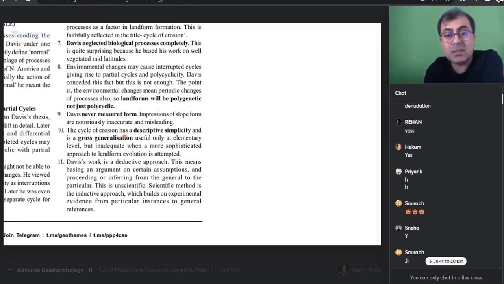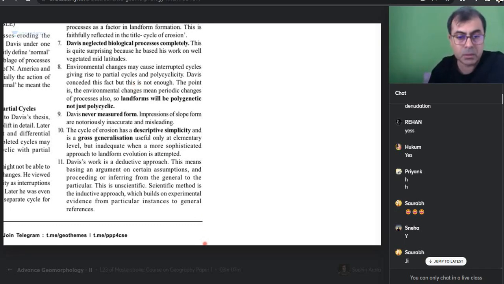The cycle of erosion has a descriptive simplicity. So that's good. It is simple, but it is just descriptive. Remember, I told you descriptive versus analytical. So he is not analytical. But inadequate, where a more sophisticated approach is needed. Davis's work is a deductive approach. This means building an argument on certain assumptions. Scientific method is the inductive approach. So I am bringing deductive, inductive and one more thing, polygenetic.